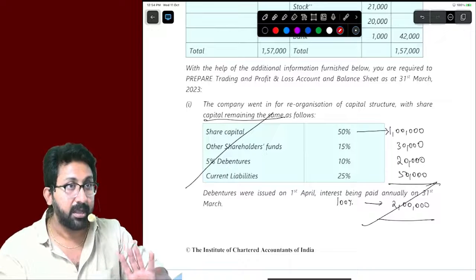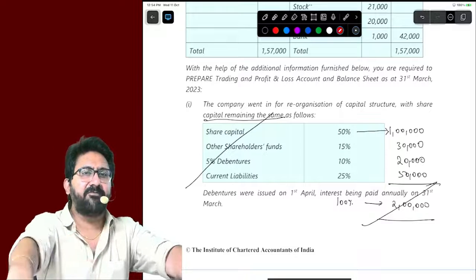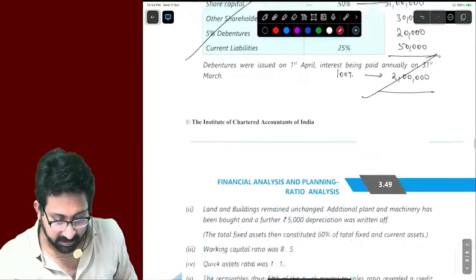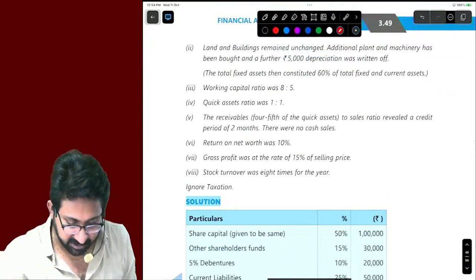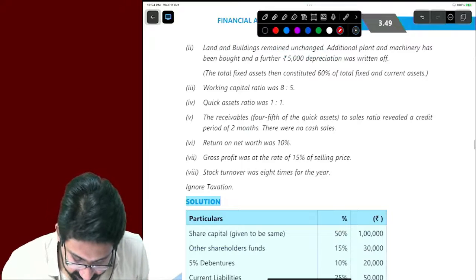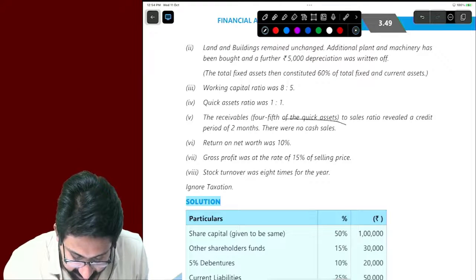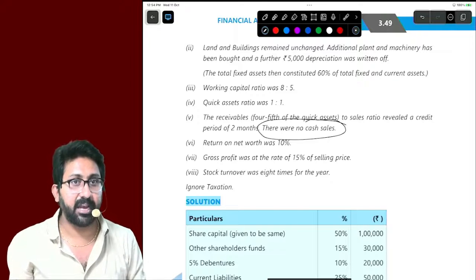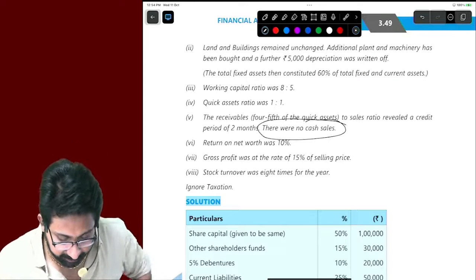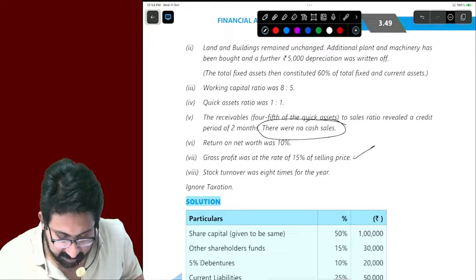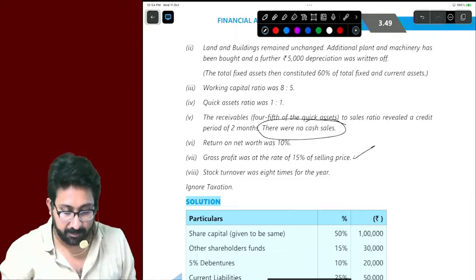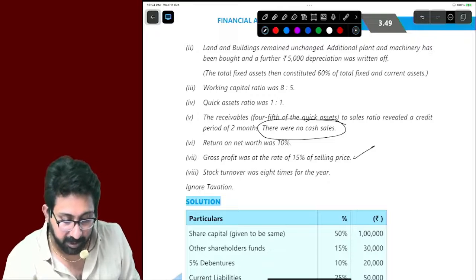Current assets. Like everything is a credit sale, he said. That's why I asked you to read the question. There is no cash sale. Means all the sales are what sales? Credit sales. Answer my question. Gross profit is how much percent of the selling? 15%. Okay, very good.